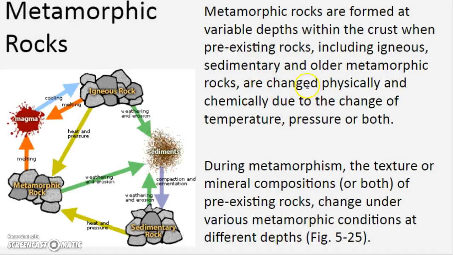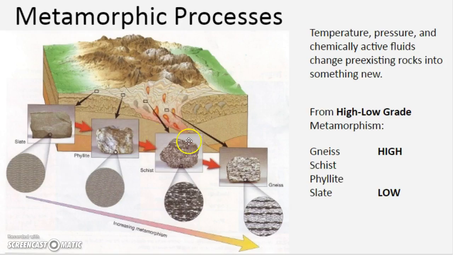Metamorphic rocks are formed at variable depths within the crust when pre-existing rocks, including igneous, sedimentary, and even older metamorphic rocks, are changed physically and chemically due to the change in temperature, pressure, or both. During metamorphism, the texture or mineral composition, sometimes even both, of pre-existing rocks change under various metamorphic conditions at different depths. Here we can look at figure 5-25, and we can actually see this.